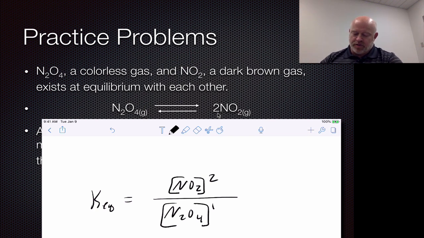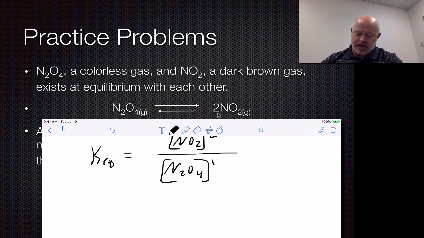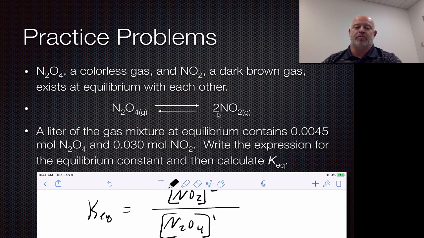Okay. Now that we have this, we then can solve our problem. So if we have that Keq, and from our problem, if we read the actual problem here, we have a liter of gas mixture at equilibrium that contains 0.0045 moles of this and 0.030 moles of that. Okay, so it's a liter of gas. So again, we need concentrations here. So the 0.0045 and the 0.030 are moles.